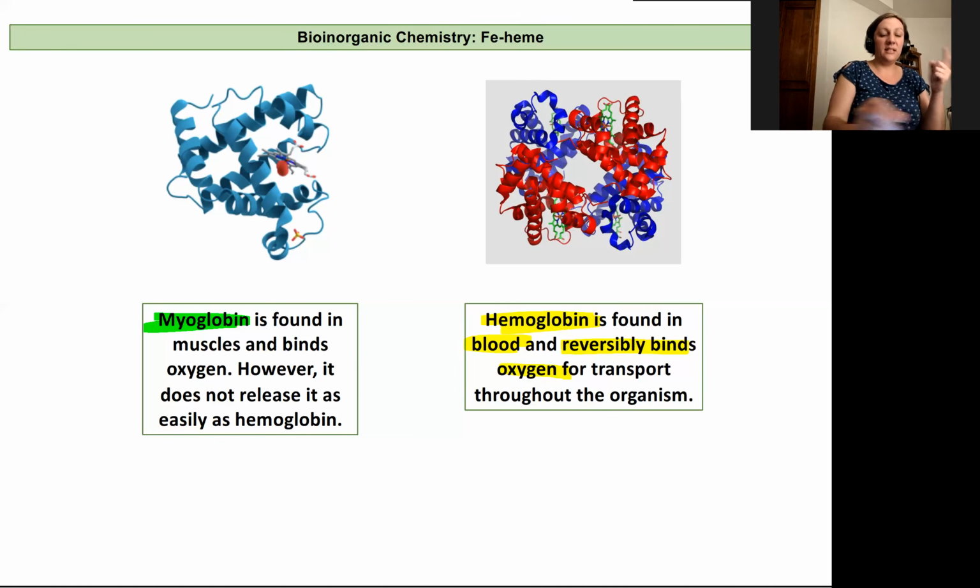And so that's a subtle difference, right? How long do you hold on to that oxygen atom? How easy is it to reversibly bind it? It needs to be easy to bind it, period, but how easy is it to remove it? And so let's look at this a bit more.